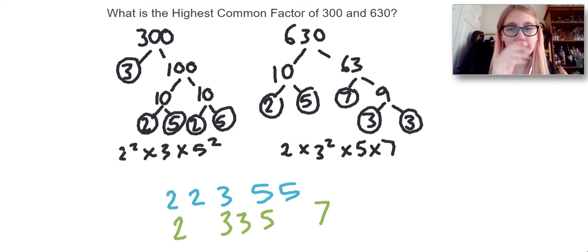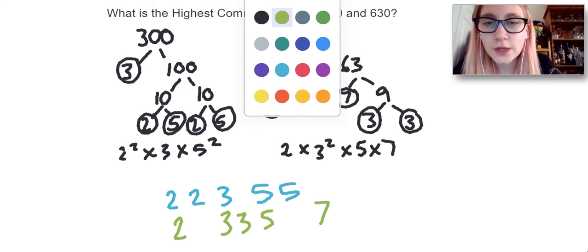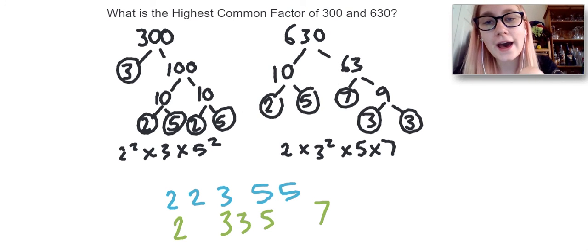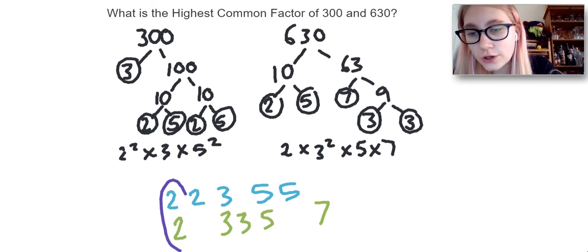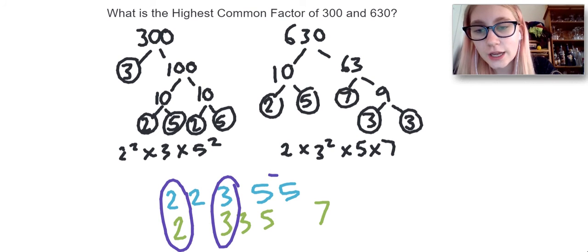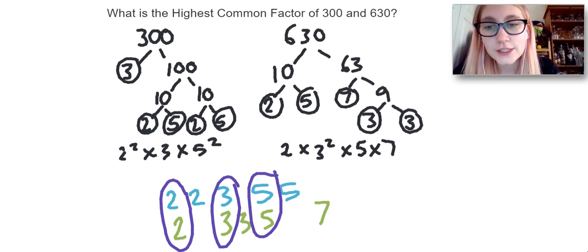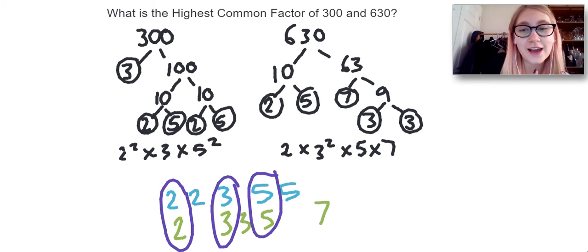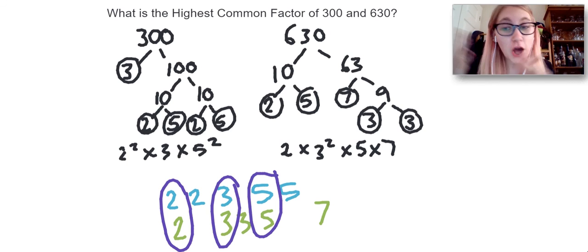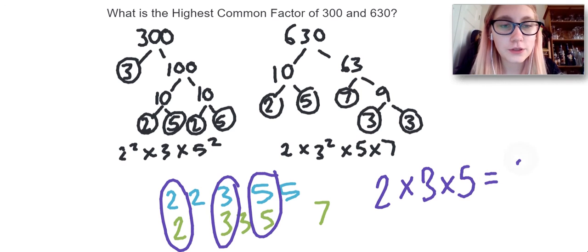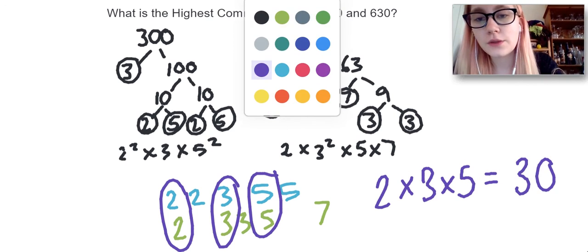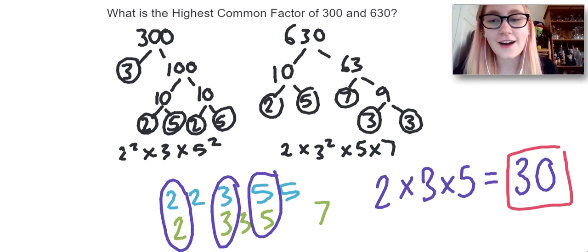So yeah, I've got the numbers lined up here. And then what we do is we go along and we have a look at where these match up. So we've got a 2 in each, a 3 in each, and a 5 in each. So that means that the number 2 times 3 times 5 is in both of them, and nothing else will be. So 2 times 3 times 5, and that's equal to 30. So 30 is our highest common factor.